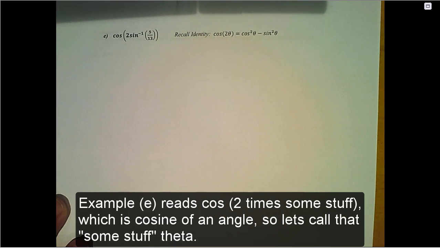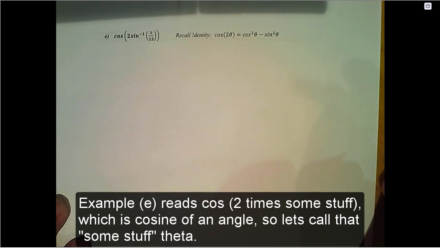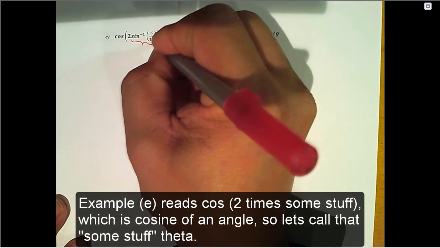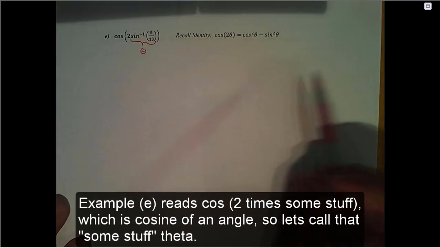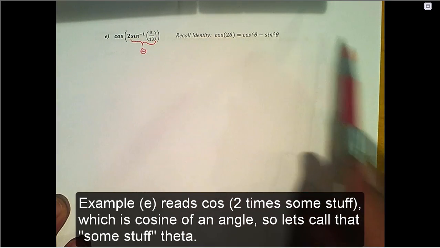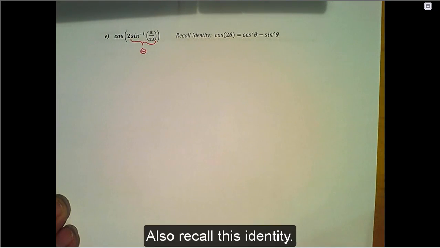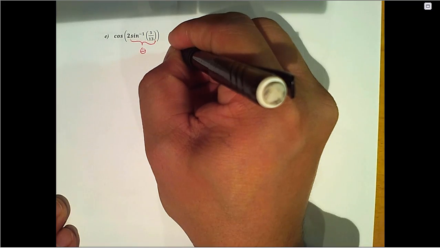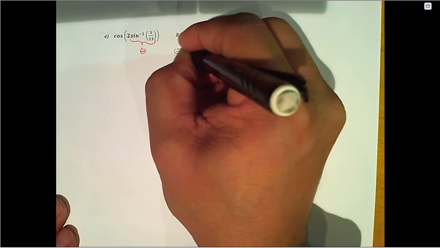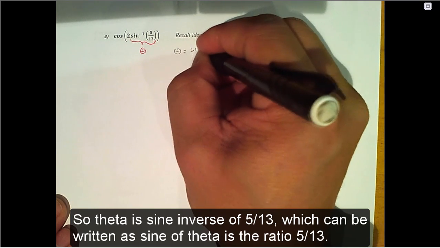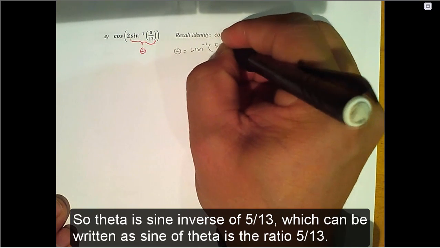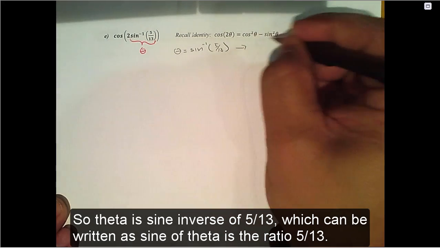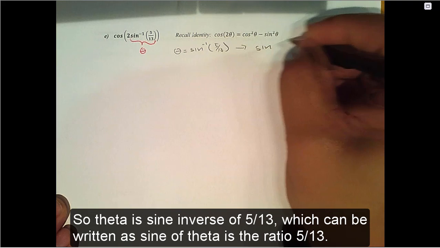Example E reads cosine of 2 times some stuff, which is the cosine of an angle. So let's call that some stuff theta. Also recall this identity. So theta is sine inverse of 5 over 13, which can be written as sine of theta is the ratio 5 over 13.